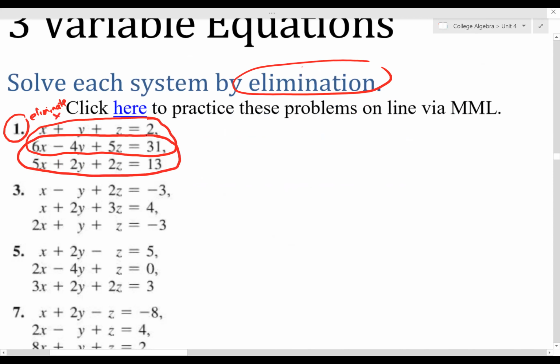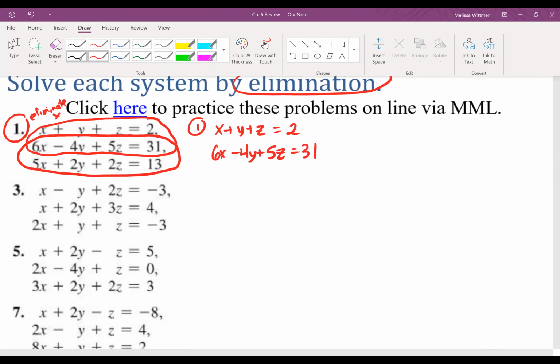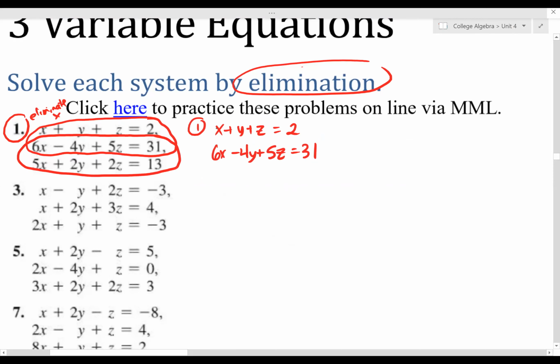So if you got rid of y, then you'd have to get rid of y again. So I just always eliminate x in the first step. So first step, x plus y plus z equals 2, and 6x minus 4y plus 5z equals 31. So I stack the first two equations. I'm going to eliminate x.